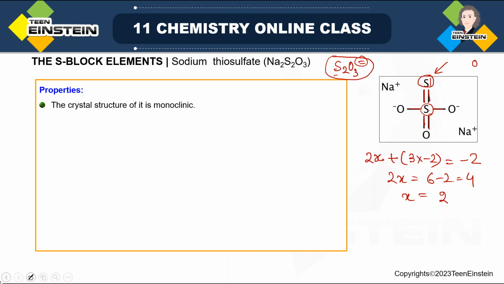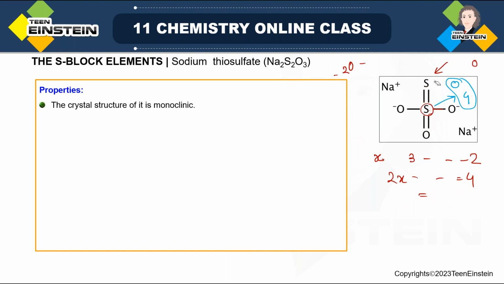But this is the average oxidation state of sulfur. If you see individually, then for this sulfur it is 0, and for this sulfur it is basically 4. Again, if you add 0 and 4 and divide by 2, because the total number of sulfur is 2, then also you get the same result. So what I am trying to say is that the chemical environment of the 2 sulfur is not the same, so the oxidation state is also different.